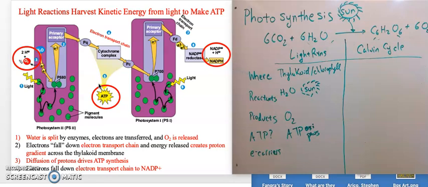There's actually two different kinds of chlorophyll and two different kinds of photosystems. The one that works first is actually called photosystem 2, which is annoying. And the one that acts second is called photosystem 1.